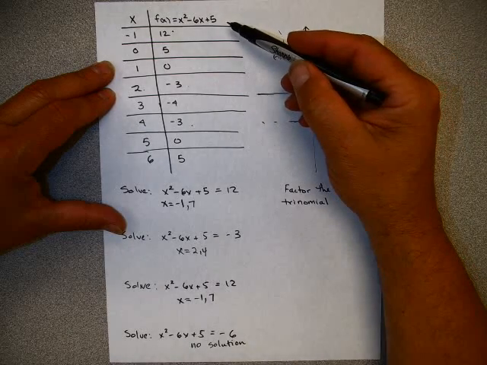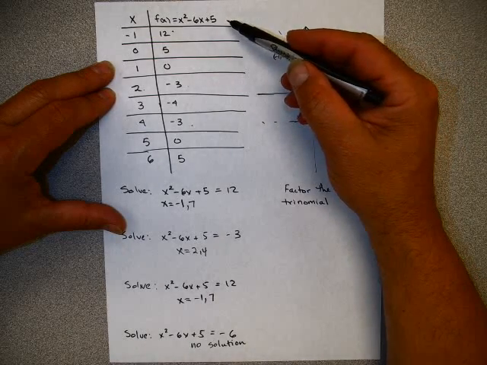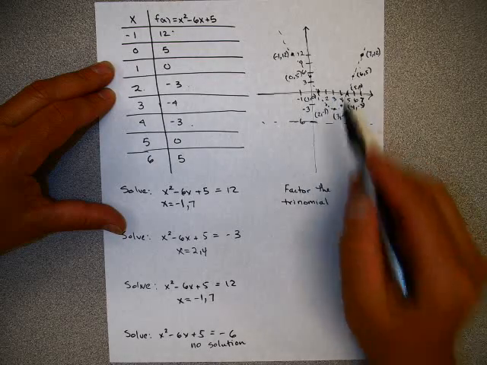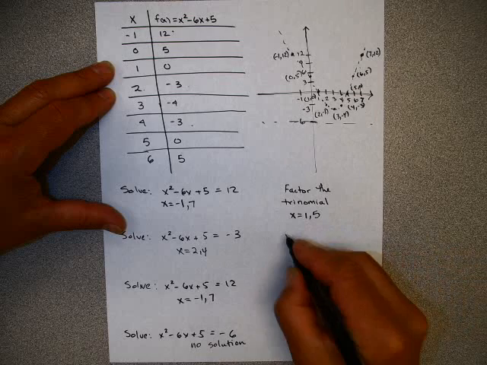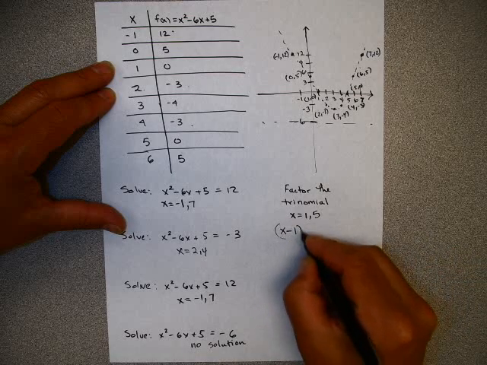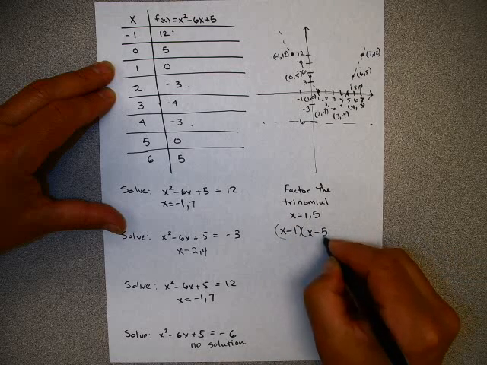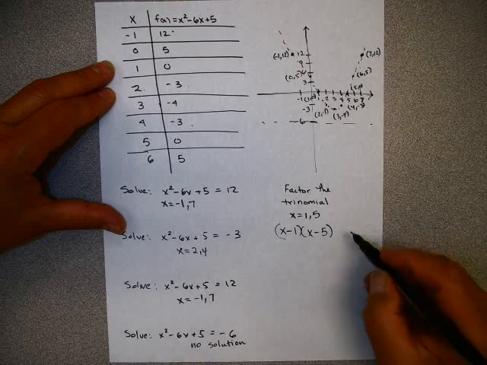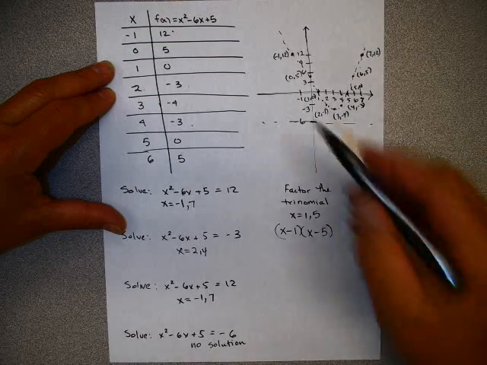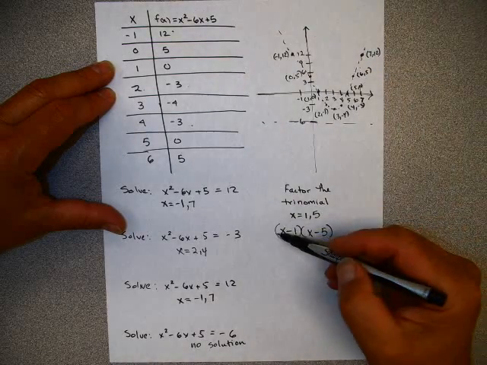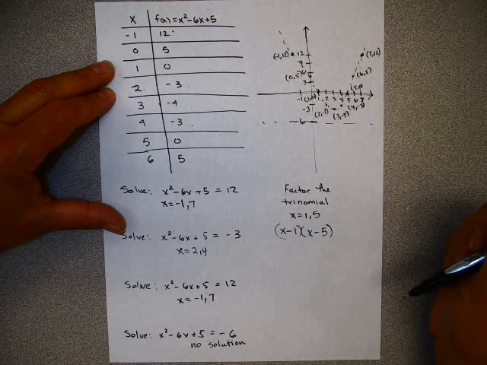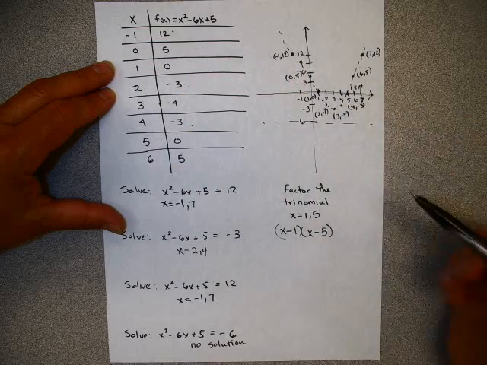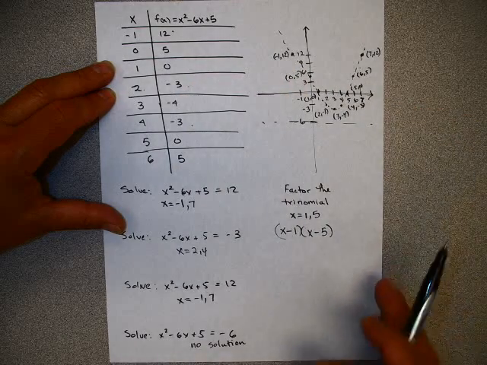It's easy enough to do by hand, but where is this 0? It's 0 at x equals 1 and 5. That tells me that x minus 1 and x minus 5 must be factors. And since the leading coefficient here is 1, this is my solution. This is my factorization. So you can get that from these tables and graphs also.